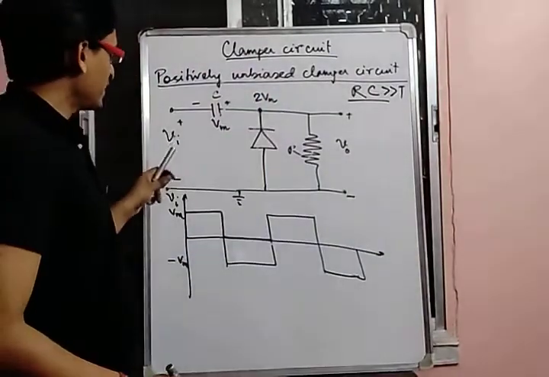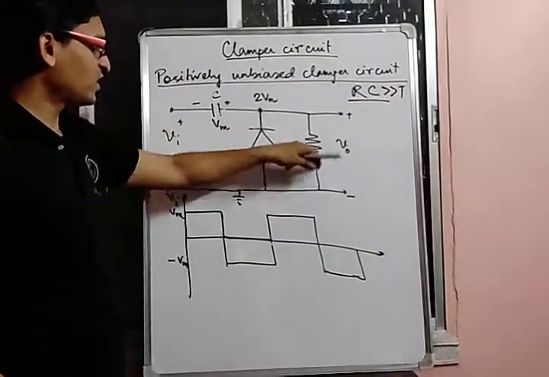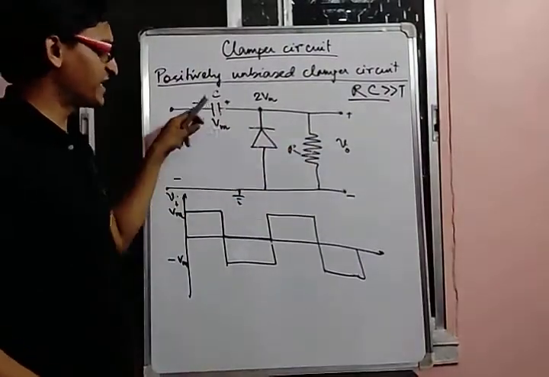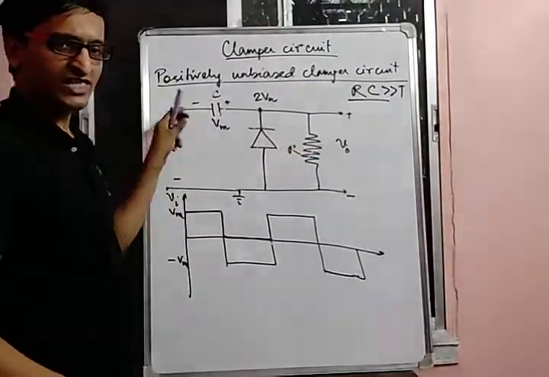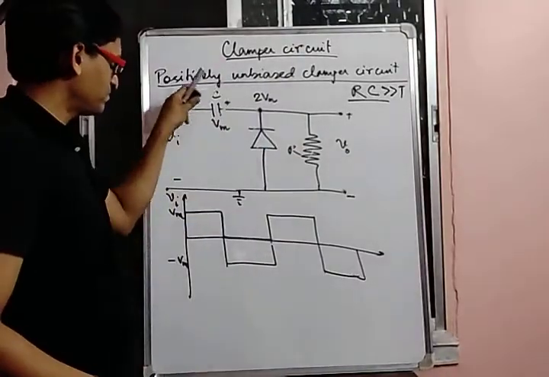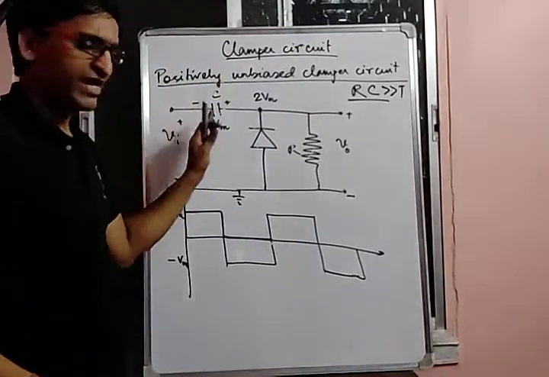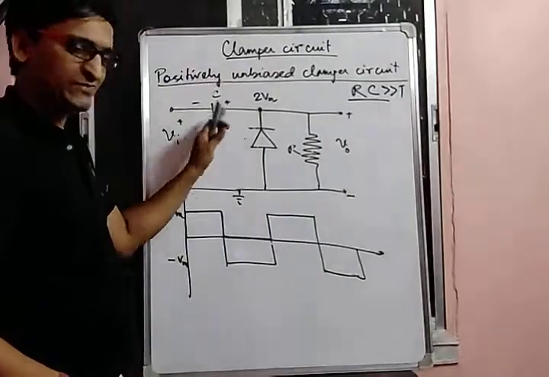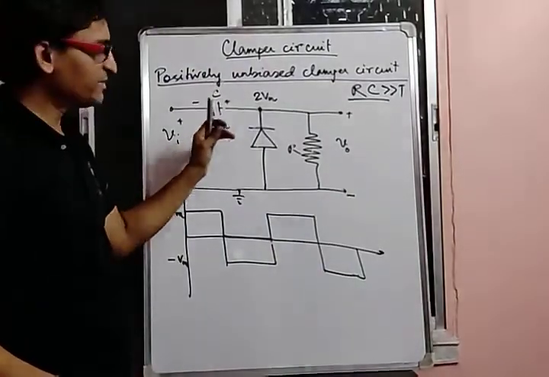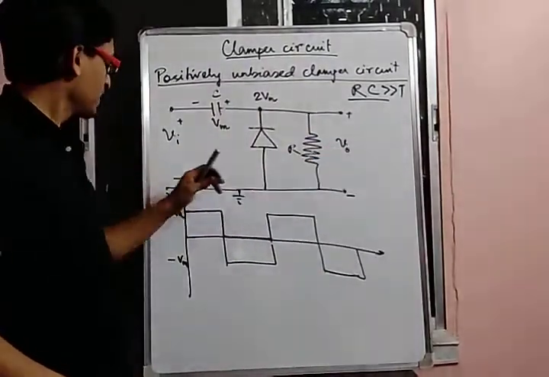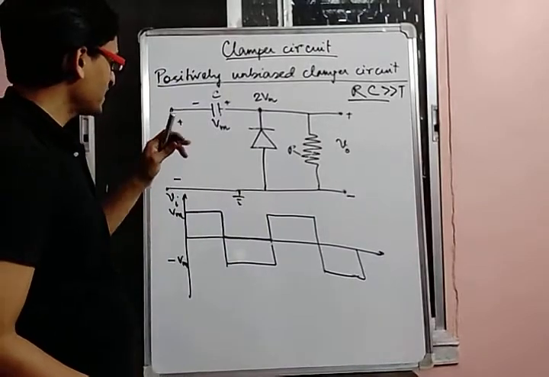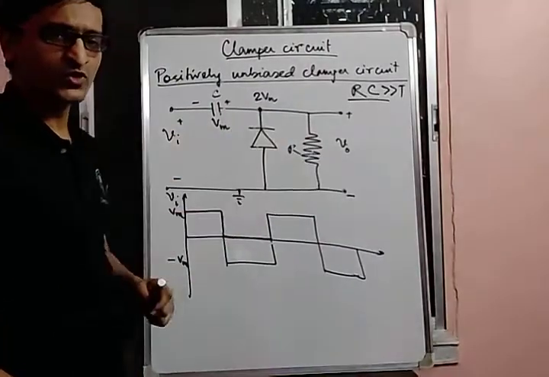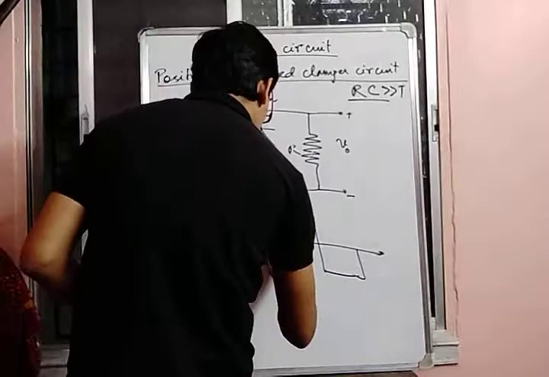So obviously the current will flow through this path. Now since the time constant is very much greater than the time period of the input voltage, the voltage across the capacitor C will remain at Vm. So what will be the total output voltage which we will be getting? The total output voltage is Vm plus Vm, which will be equal to 2 times Vm.